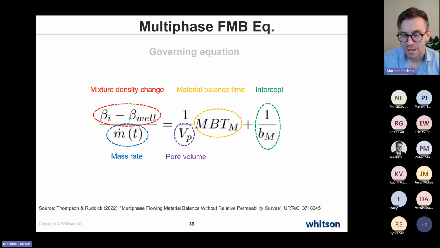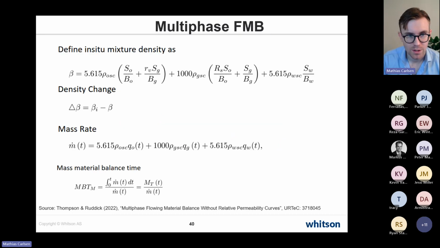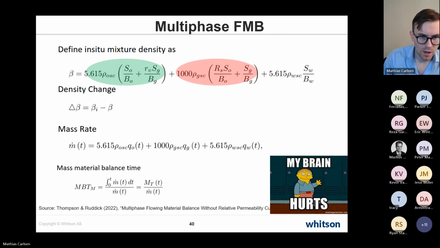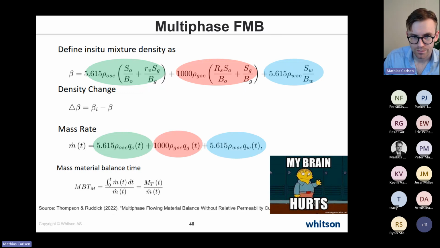So the density change, or this mixture density, is calculated with the formula at the top. Obviously, everybody's brain hurts when they look at these formulas, but I'll try to break it down a little bit. This is the mixture density of oil. This is the one for gas, and this is water. This is mass rate for oil, mass rate for gas, mass rate for water. Okay, and material balance time, people know what that is.